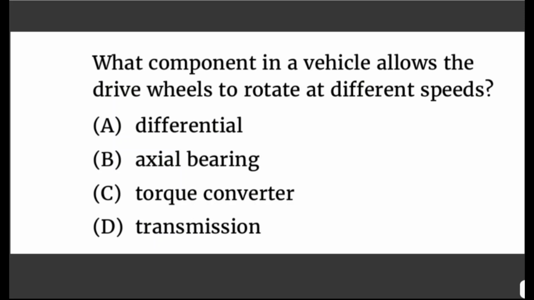What component in a vehicle allows the drive wheels to rotate at different speeds? A. Differential. B. Axial bearing. C. Torque converter. Or D. Transmission. The answer here is letter A. When a vehicle turns, a wheel that's traveling around the outside of the curve has to roll farther and faster than one on the inside of the curve. The differential transmits power to the wheels while allowing them to rotate at different speeds.